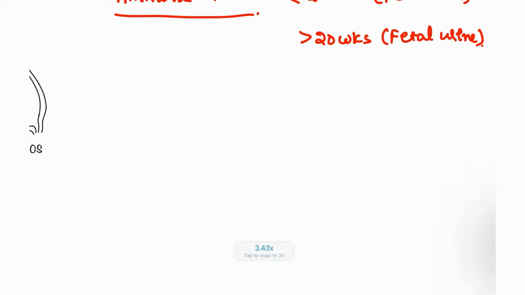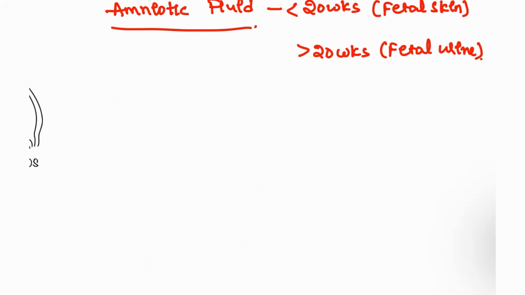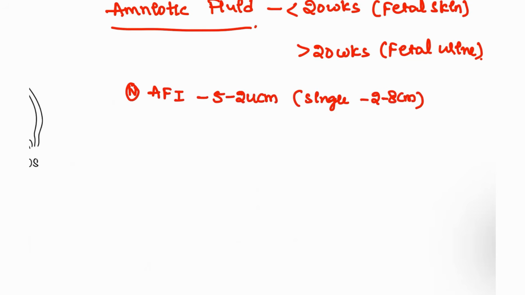Next, some of the normal values that you have to remember. The normal amniotic fluid index is around 5 to 24 centimeters. So we are going to check in the four sides. How much for a single pocket? A single pocket is around 2 to 8 centimeters. We are going to check 4 pockets, so at least 8 into 4, around 24 centimeters, is how we are going to see the amniotic fluid.